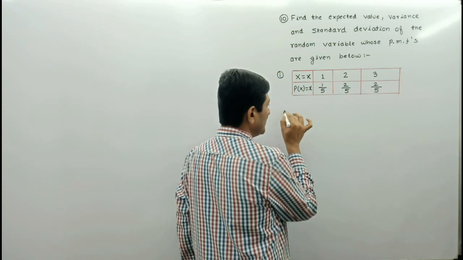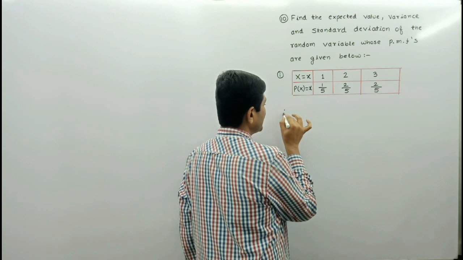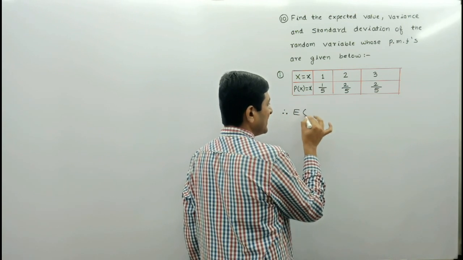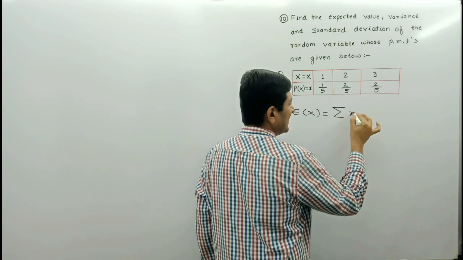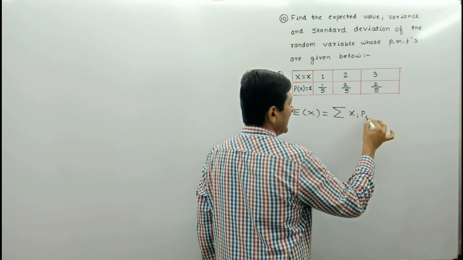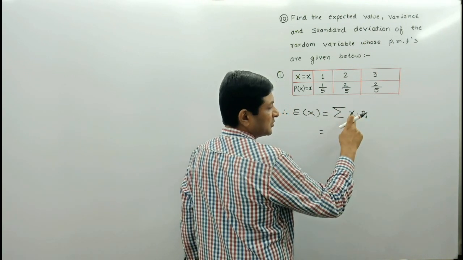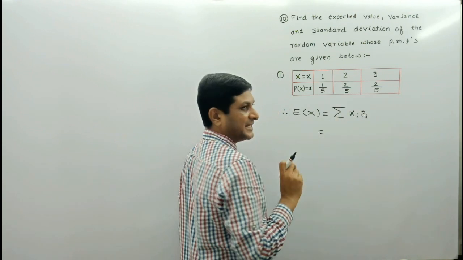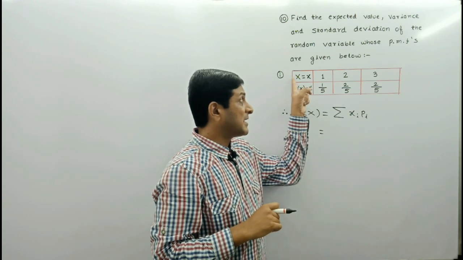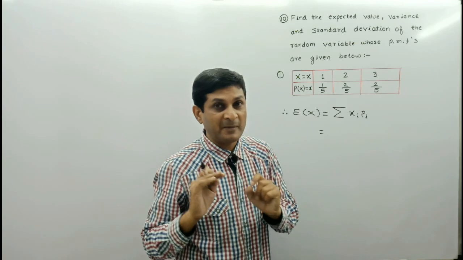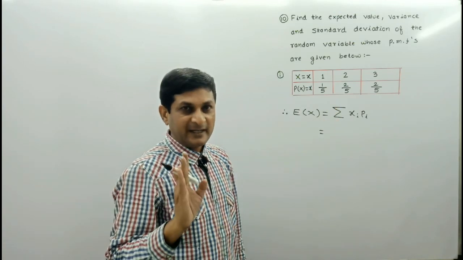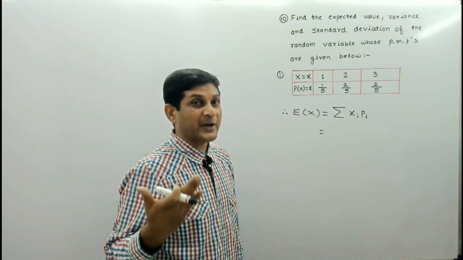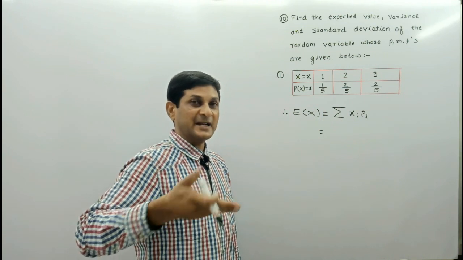Expected value is also denoted by what? E of x. So E of x will be equal to, what is its formula? Summation xi into pi, means the sum of the product of the value of the random variable and its probability. The values of the random variable and their corresponding probabilities are given here. We just have to apply this formula. It is the sum of the product of the value of the random variable and its probability.